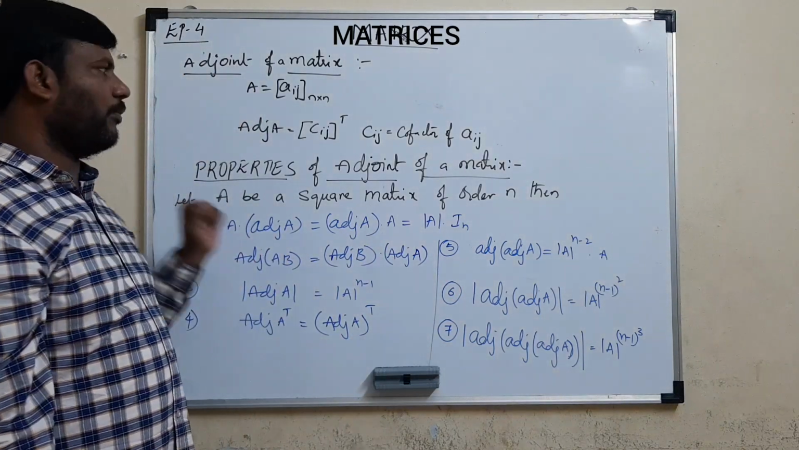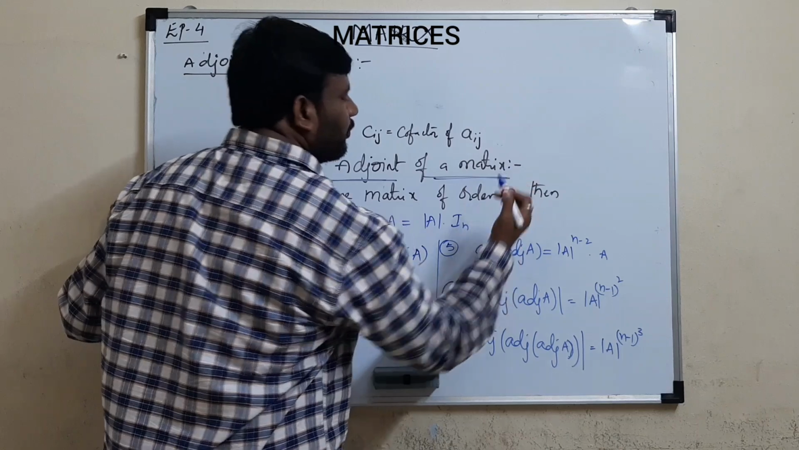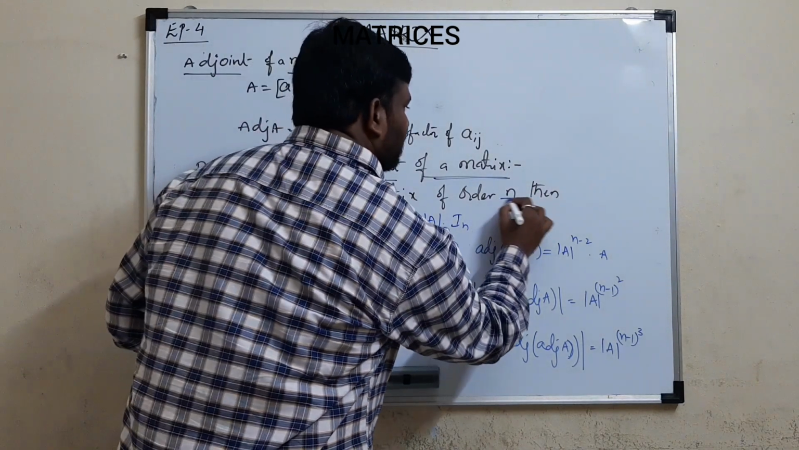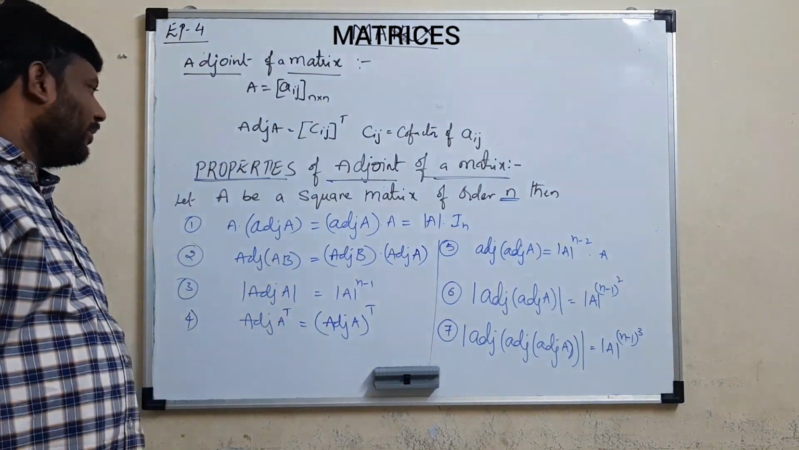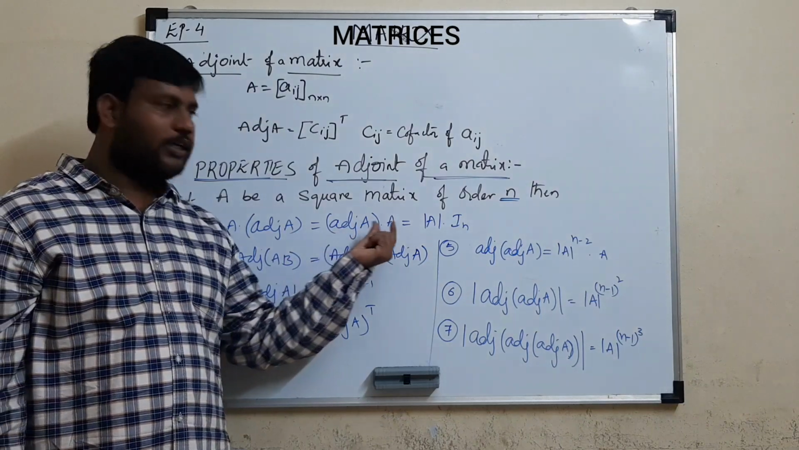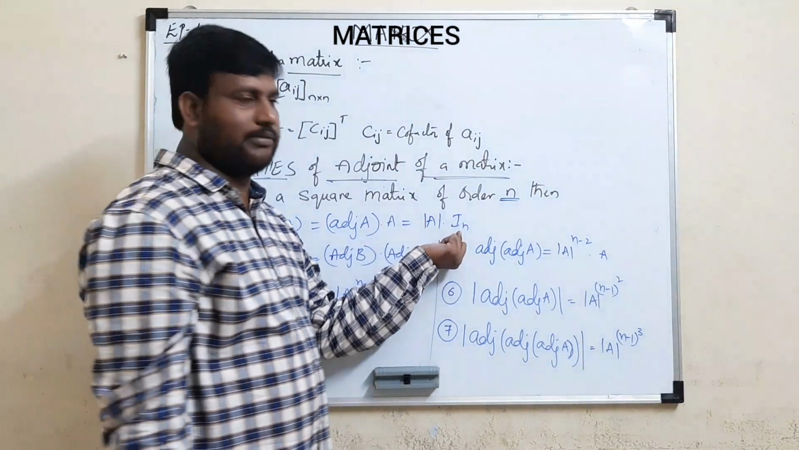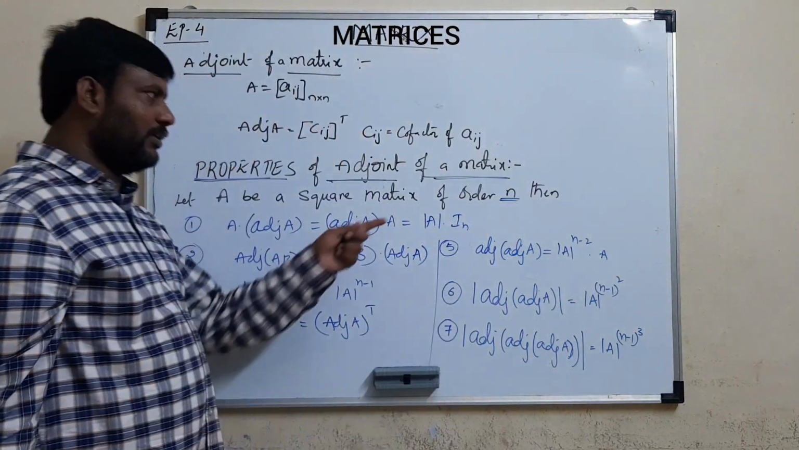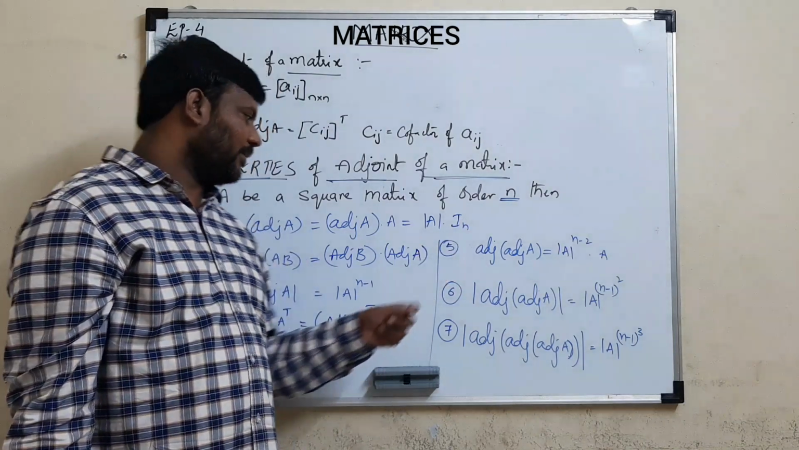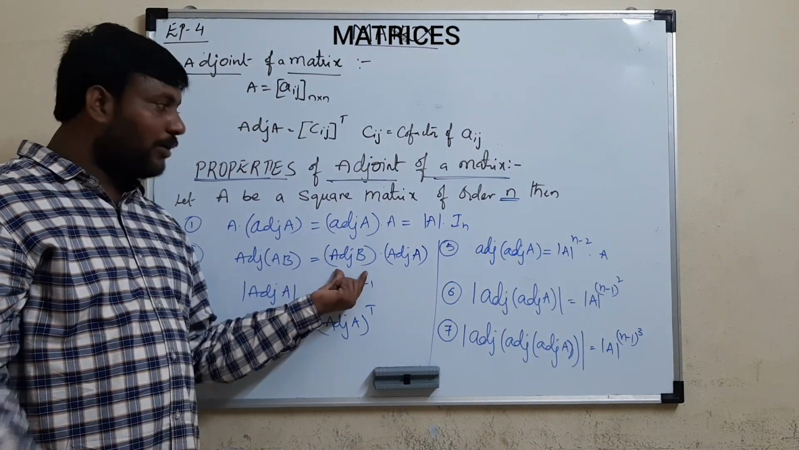Now see the important properties of adjoint of a matrix. They are very important properties, very useful in problem solving, right? Let A be a square matrix of order n, that is n by n. Then A into adjoint A is equal to adjoint A into A, which is nothing but det A into In, where I is the identity matrix of order n. If it is order 3, I3. If it is order 2, I2, etc.